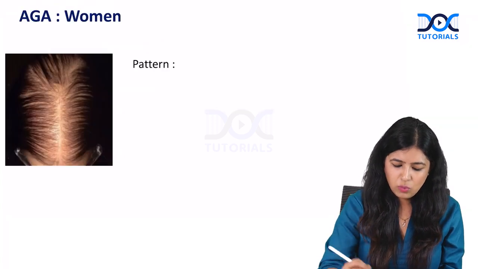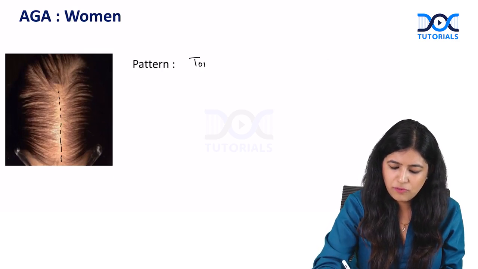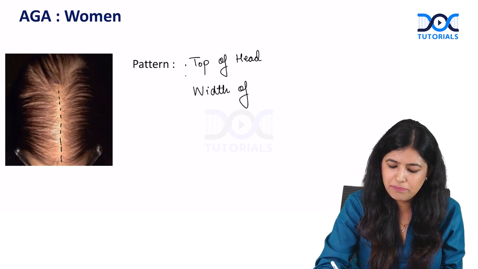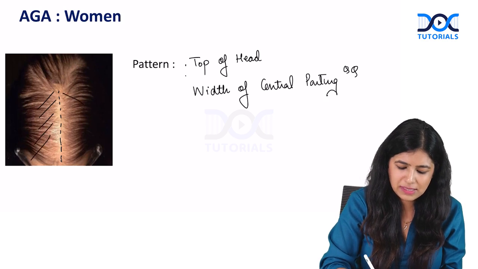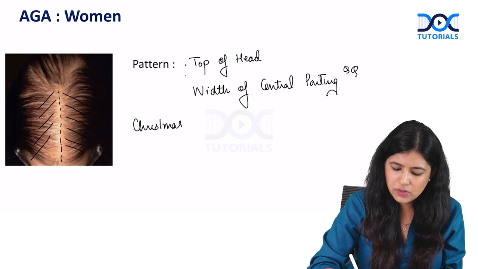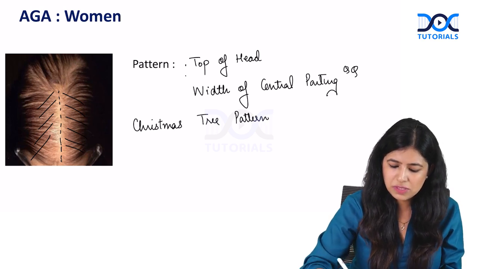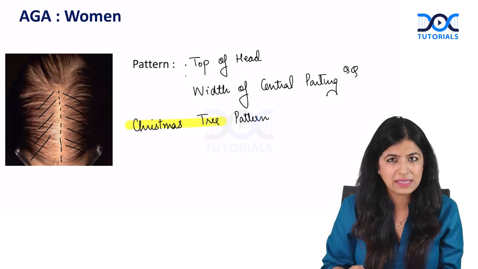In the women, where does it start? In the women, it starts from the top of the head. So from the top of the head, it starts. How do you assess? You see the width of the central parting. So the central parting becomes wider and wider as the hair loss progresses in this pattern. And this pattern is called as the Christmas tree pattern of the hair loss. So where do you see Christmas tree pattern? You see it in female pattern hair loss or androgenic alopecia in the women.